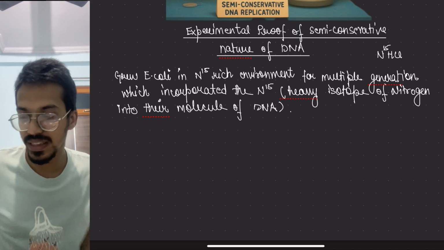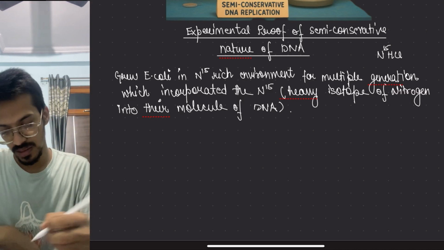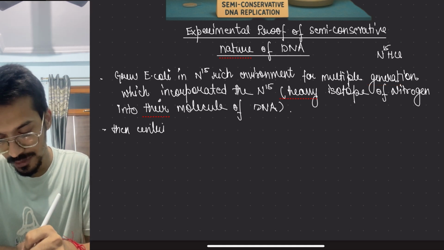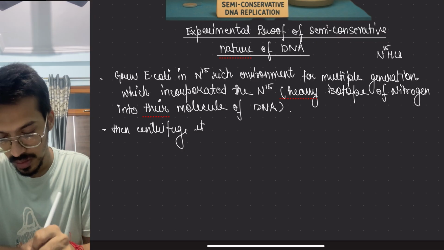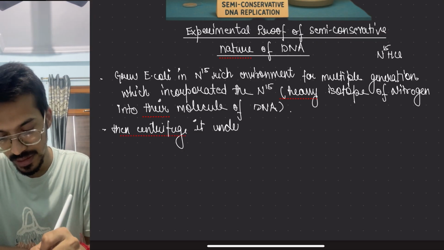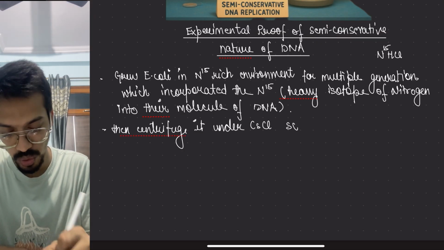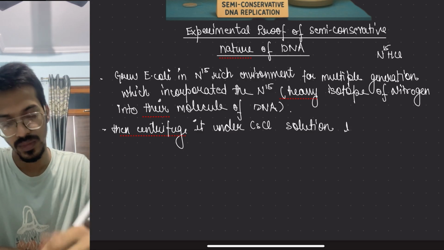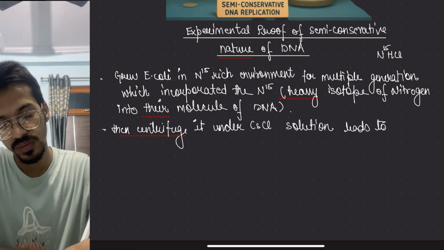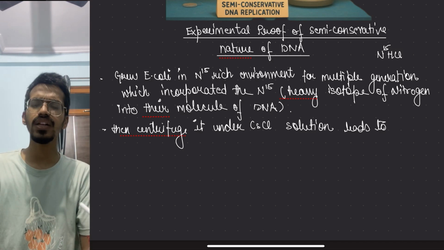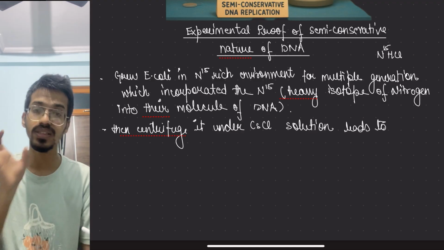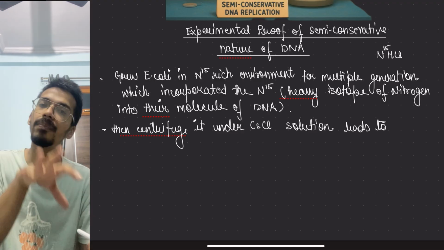We centrifuge it in the cesium chloride solution. Now someone will ask us, why doesn't it get to the bottom? Because of the density. Because its density is that much only, it won't be completely submerged.